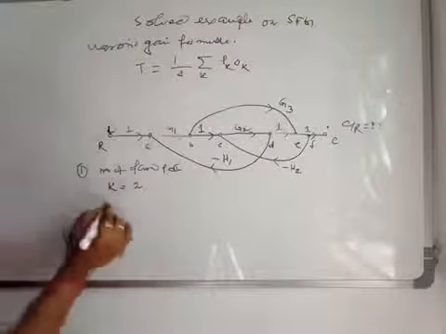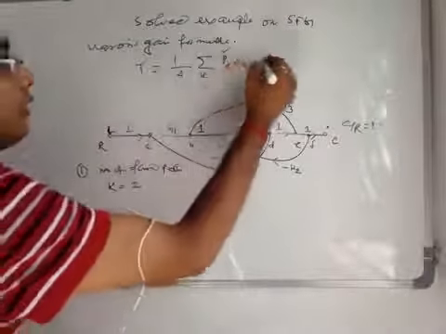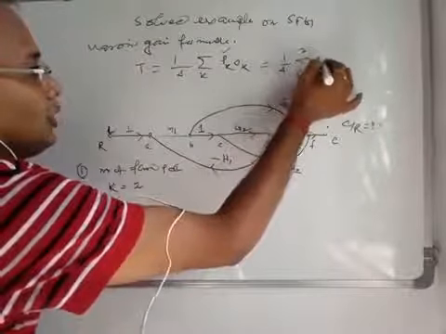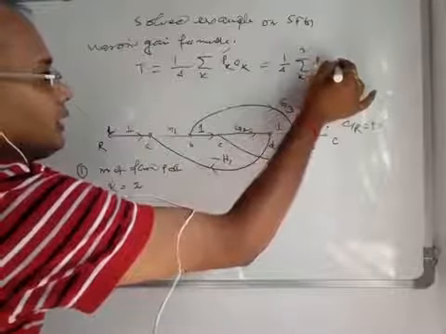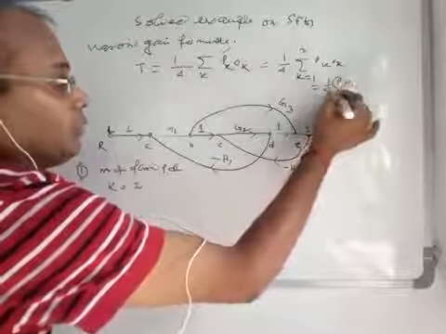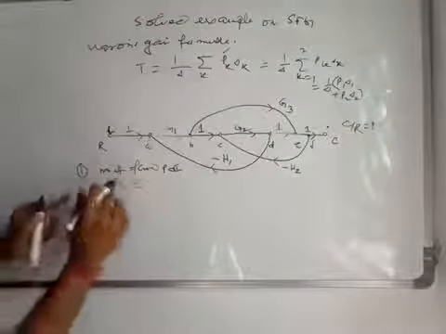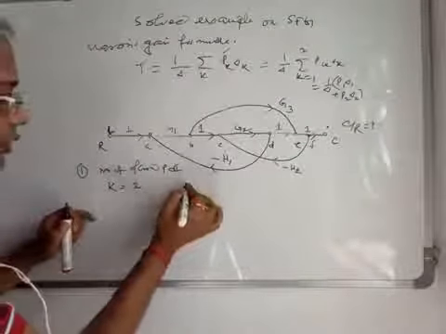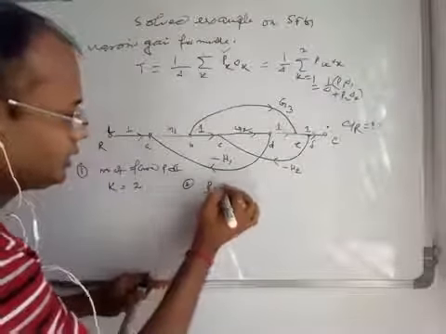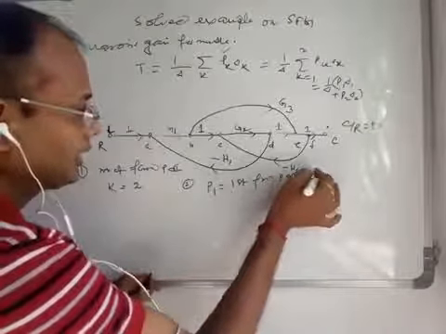That means definitely this formula will be modified. For this case, K is equal to 1 to 2 of Pk delta K, that is 1 by delta, I can write, P1 delta 1 plus P2 delta 2. Now once you get the number of forward paths equal to 2, the next step is to find out the forward path gains.